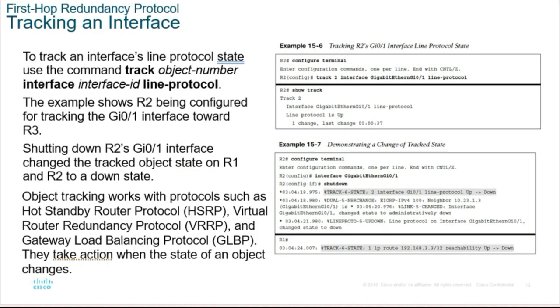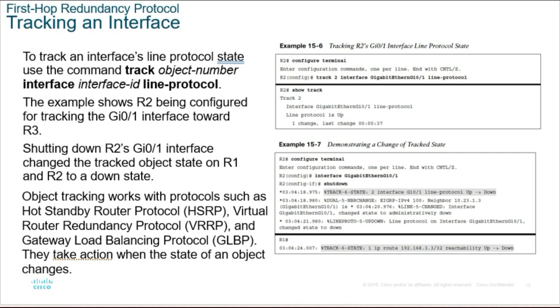This is another example of using object tracking. In this example, we are tracking an interface. Again, we use the keyword track and then the object number, which in this example is 2. Then we specify the keyword interface and the exact interface that we are tracking, as well as the status of that object, in this case the status of the line protocol.